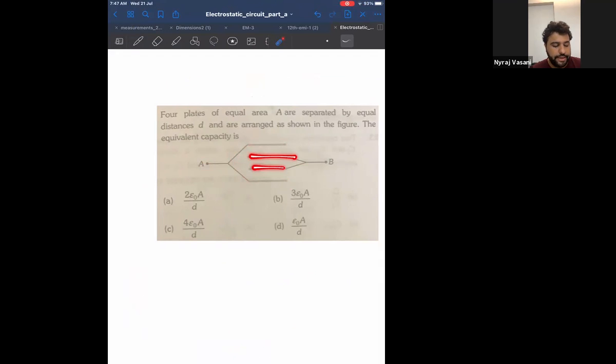Now here and here, can I say they are the same plates? So nothing will come. Now this one and this one, they are different plates, so one more factor of 1 will come. Therefore, one factor has come here, one factor has come here, and the total factor will be 2. Therefore, it will be 2 epsilon naught A by D. This is the logic. 2 epsilon naught A by D, that is option A.